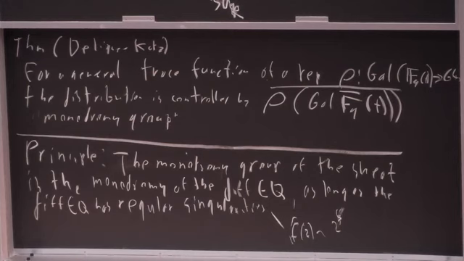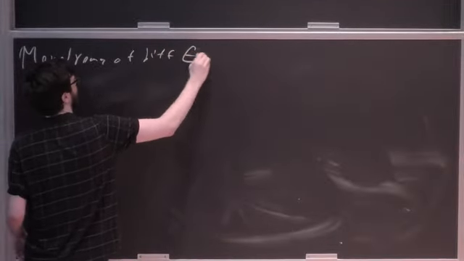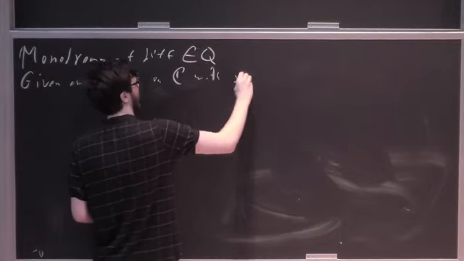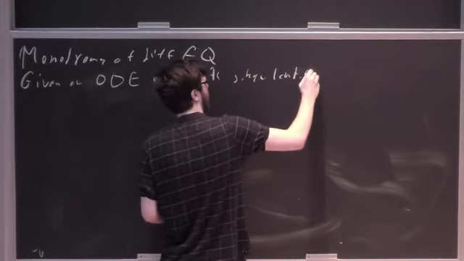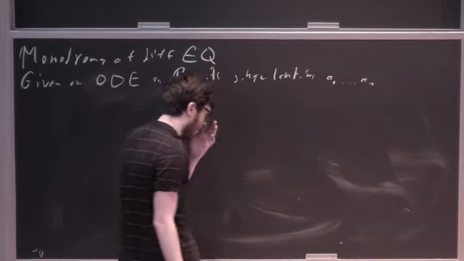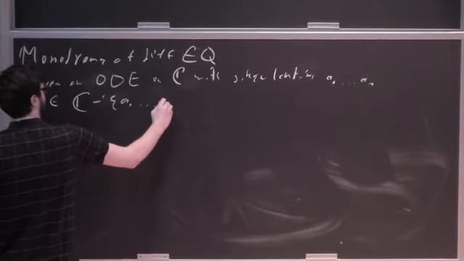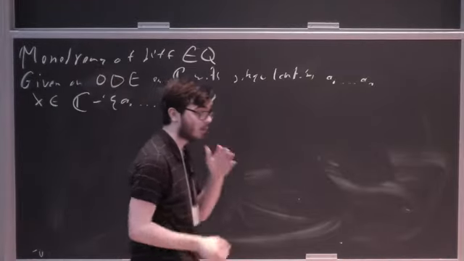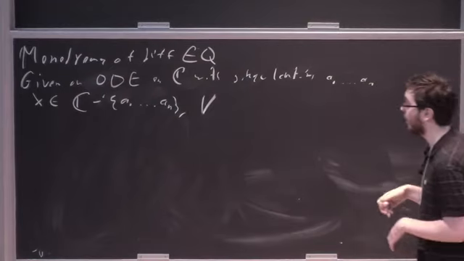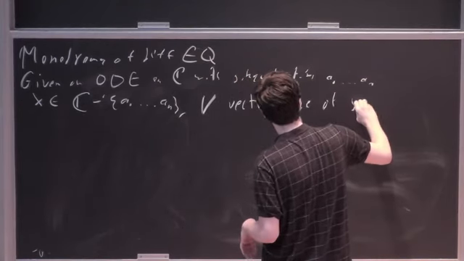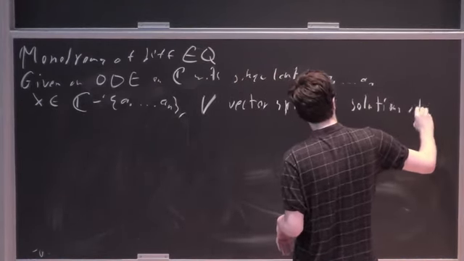This is a very classical topic. Given an ODE on C with singularities A1 through AN, if we have a point x in C not including these singularities, we can look at the system of local solutions at the point x, V the vector space of solutions at x.